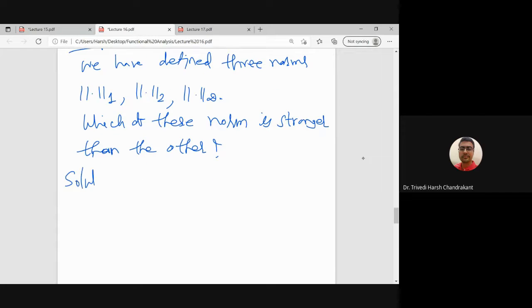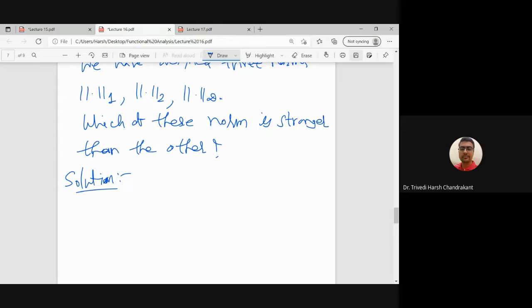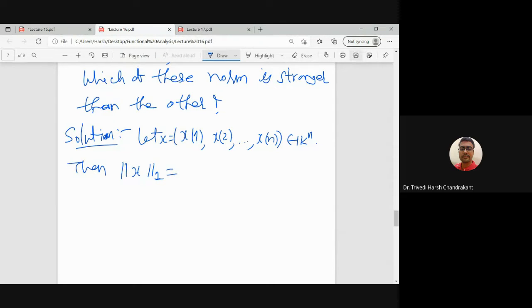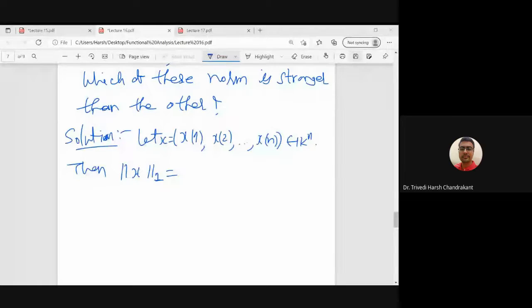So I will discuss some of the comparisons. The other comparisons I will give as an exercise. So suppose we want to compare the first norm with the second norm. Right. So let us first write down what these norms are. So let x = (x1, x2, ..., xn) be an element of Kn. Then what is the first norm of x? Can anyone say what the first norm is?